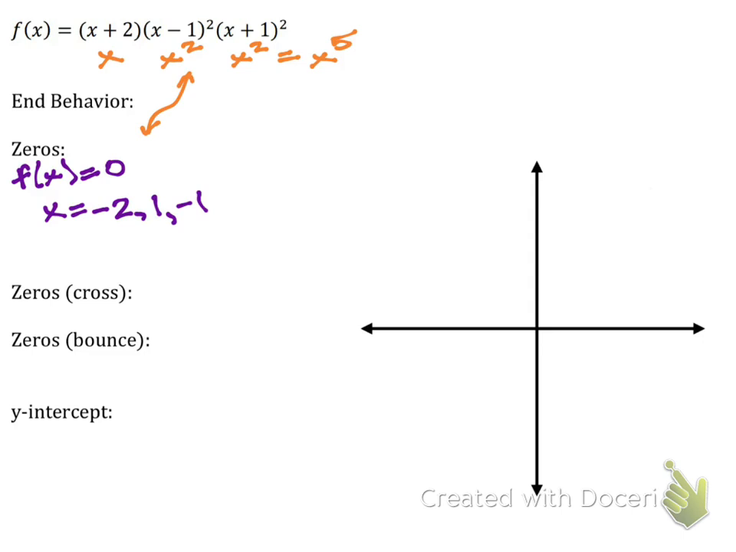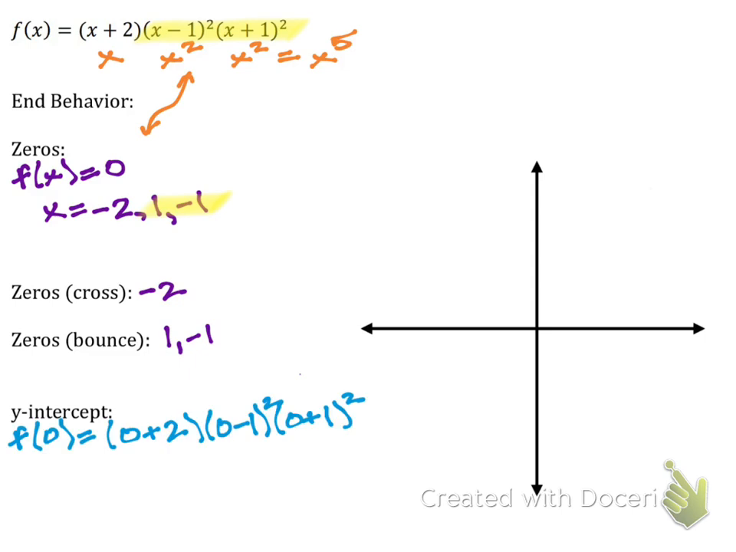And we're going to see, do we have any even multiplicities? We sure do. We have 2 of them. So both of those will result in a bounce, and the other guy will be a cross. Then we're going to find the y-intercept by doing f of 0, and we get 2. Next, we put all of those points on our graph, and now we use our end behavior and our crosses and bounces to decide what happens.